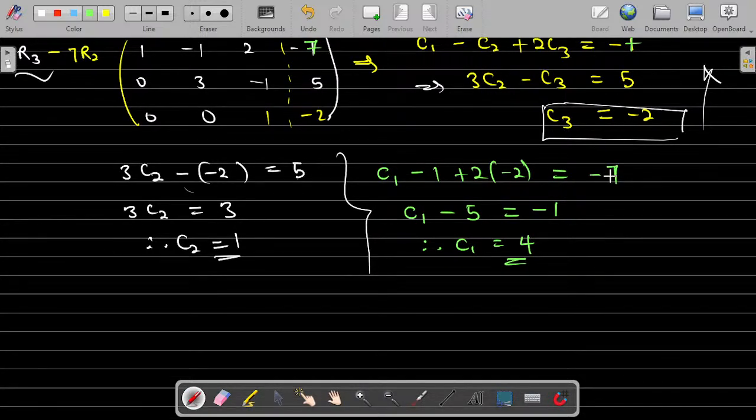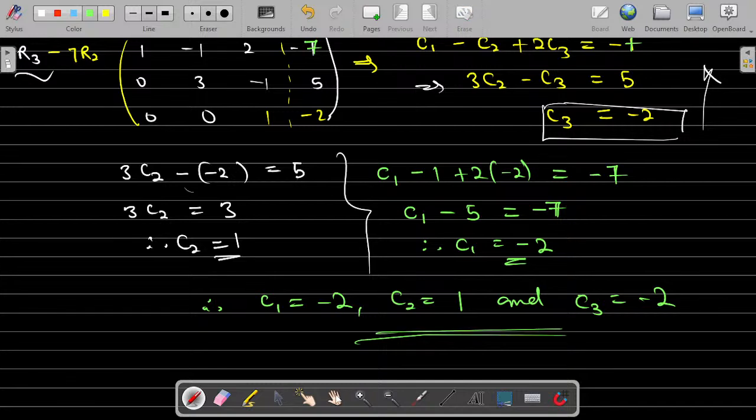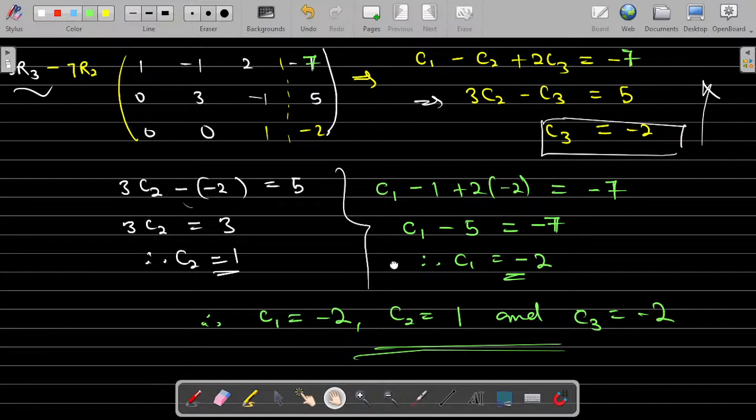Okay, so this should be minus 7, and so bringing this over here should have given us minus 7 plus 5, which will be equal to minus 2. Okay, sorry about that. All right, therefore you can now write out our C1 as minus 2, C2 as 1, and then C3 as equal to minus 2 as well. So these are the values of C1, C2, and C3.